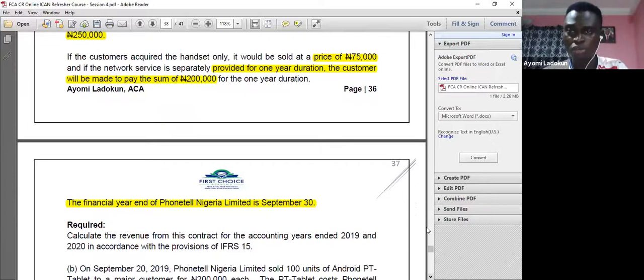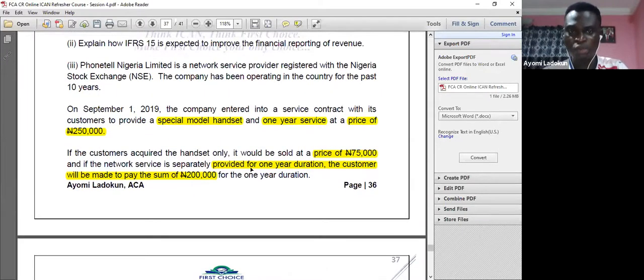So what do I now do? It's very simple. My figure here is 250. I will now allocate this transaction price, which is this 250, based on my standalone selling price before I can recognize revenue. So what do I do? I'll now say for the handset, it's 75,000. That's a separate performance obligation. Then I'll show you the solution.